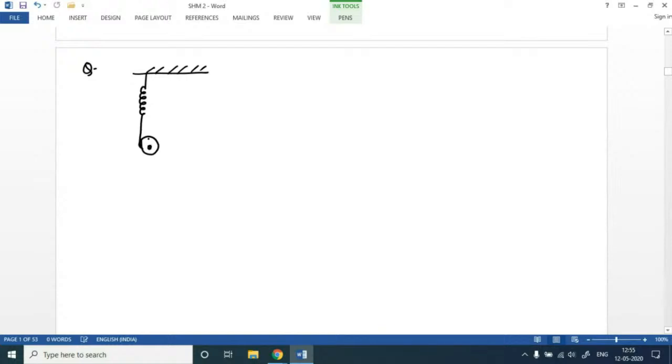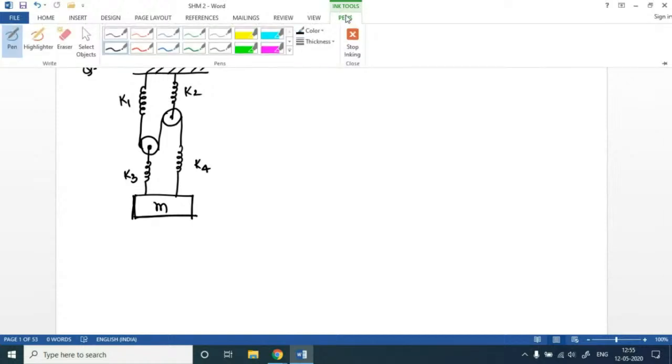One pulley is, say, here, another pulley is, say, here, and say one spring here, one spring here, and some block is suspended like this. This is M, and this is K1, this is K2, say this is K3, and this is K4. We want to find out the oscillation time period of small oscillations in this case.